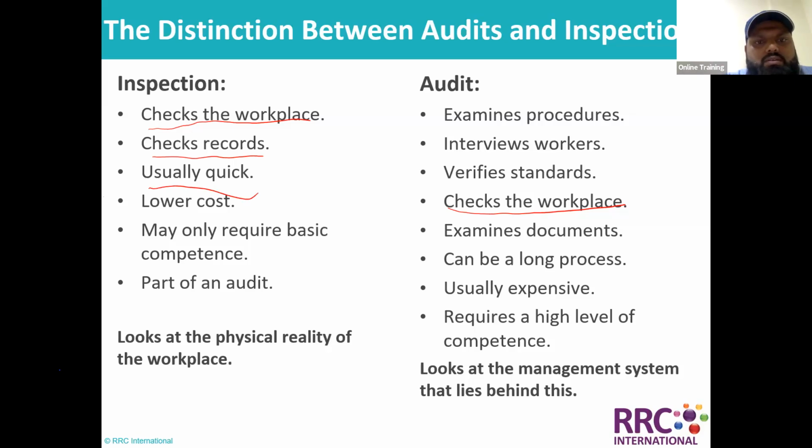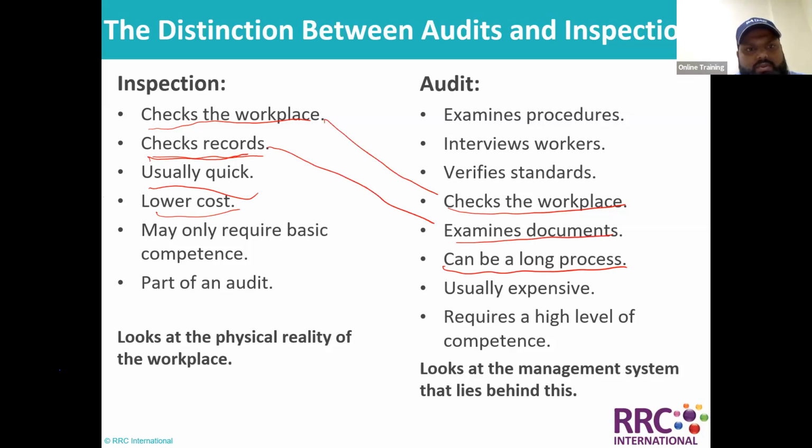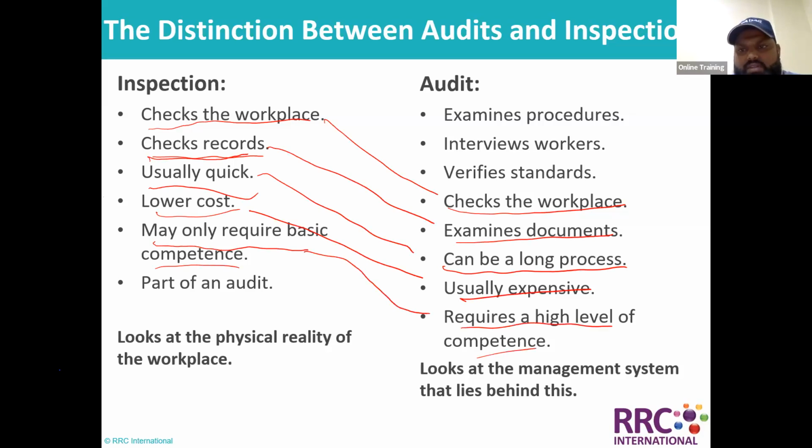Inspection is usually quick and lower cost. Audit takes time and can be a long process. Over here, inspection checks the record and audit examines the document. These are linked in this way. Inspection is lower cost, audit is usually expensive. And inspection may only require basic competence, but audit requires a high level of competence.